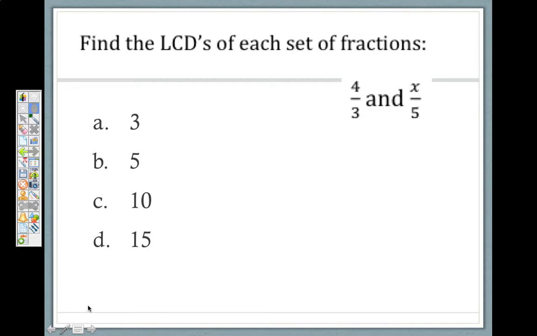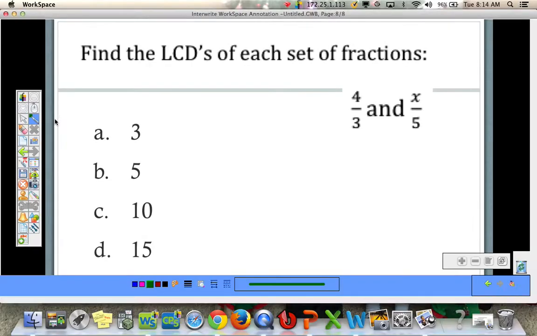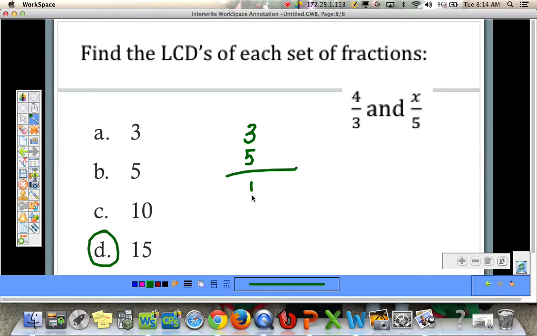Next question, we've reviewed lowest common denominator before. What's the lowest common denominator of each set of fractions? 3 and 5. What do 3 and 5 both go into? They both go into 15. Again, if you don't know, you can stack them. The 3 and the 5, 3 times 5 is 15. Lowest common denominator.